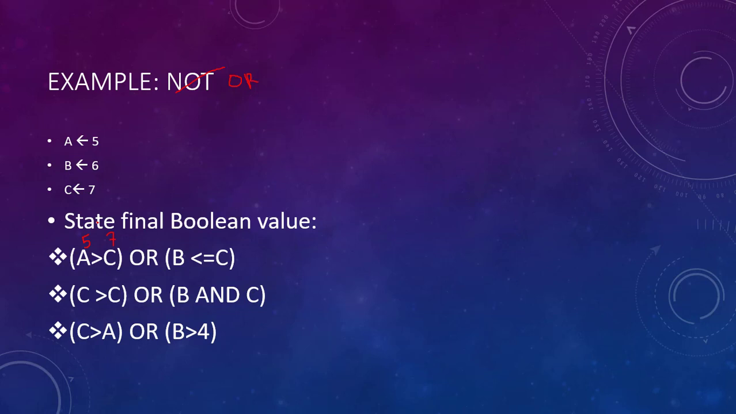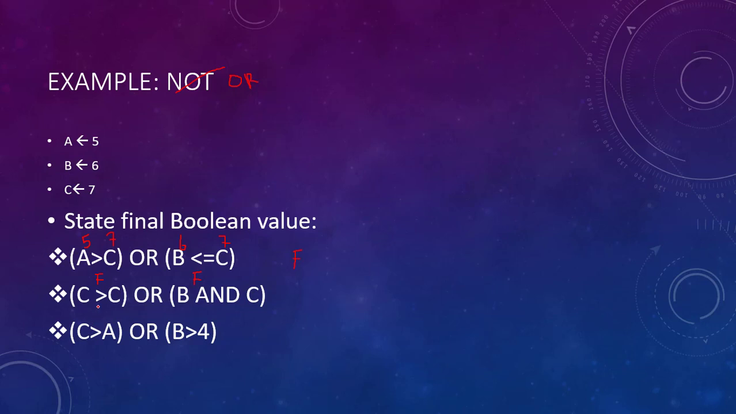Now if you take a look, A is 5, C is 7. Now we're doing B less than or equal to C. In this case, B is 6, C is 7. 5 greater than 7 will return false, OR with B which is less than or equal to 7. In this case, it will be again false. Now doing false OR false will give rise to false because there is no true statement in between.